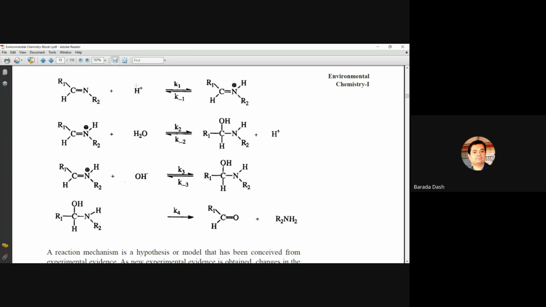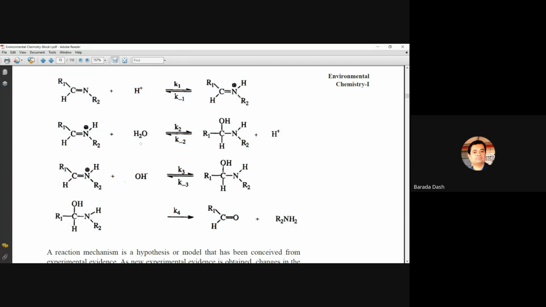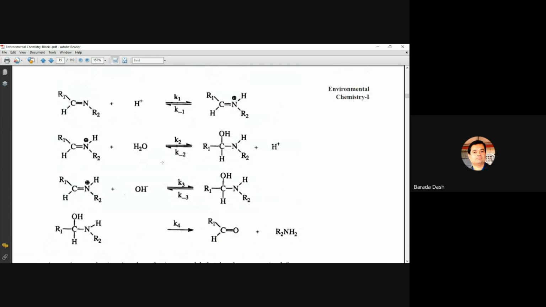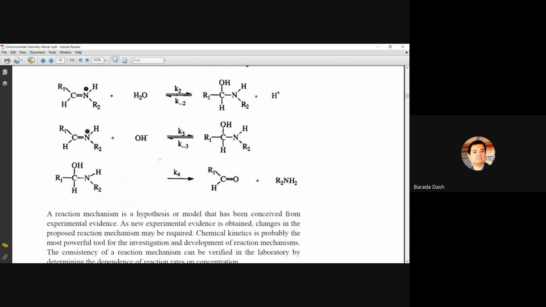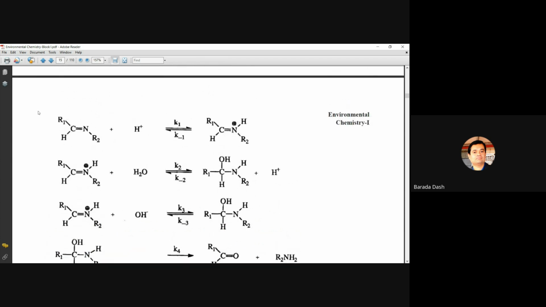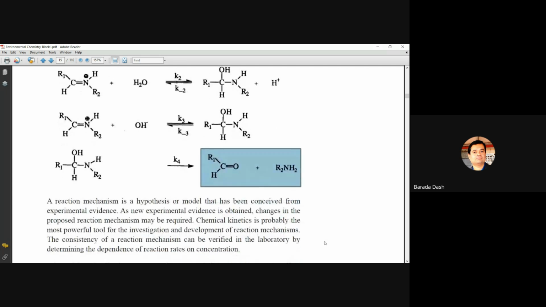First step, hydrolysis occurs in the presence of hydrogen, so protonation of the nitrogen here. Second, water reacts with the protonated nitrogen like this. Third, the hydroxyl group takes away the hydrogen from there. Fourth, you get the ketone plus amine. So the reaction occurs in 4 steps, which means the mechanism of the reaction involves 4 steps. After 4 steps, you get your desired product, which is the ketone, and the amine is the byproduct.